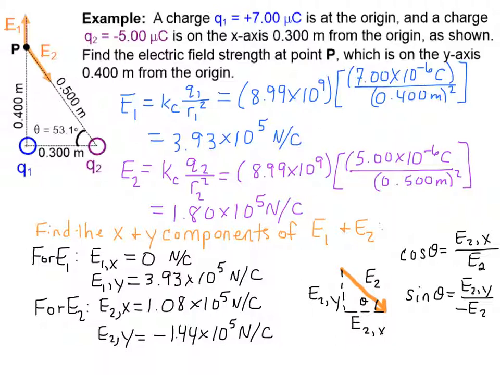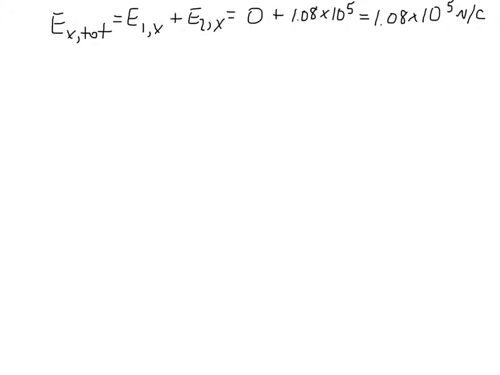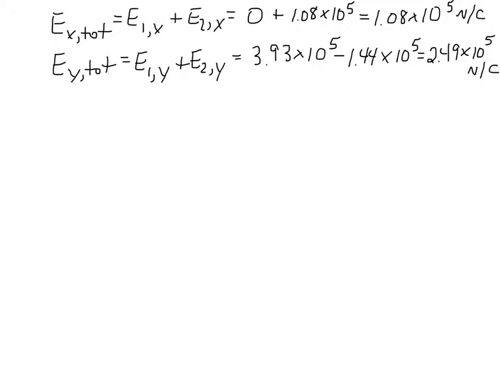Now I need to add the components together in order to calculate the magnitude of the total electric field strength. So I'm going to add the two x components together and then the two y components, and I'll do that on the next frame. And you can see the x component's pretty easy because we have 0 in the x component for E1. And here is my now total in the x direction for the electric field strength in newtons per coulomb. And when I add the y direction together for each of the field strengths, I get 2.49 times 10 to the 5th newtons per coulomb.